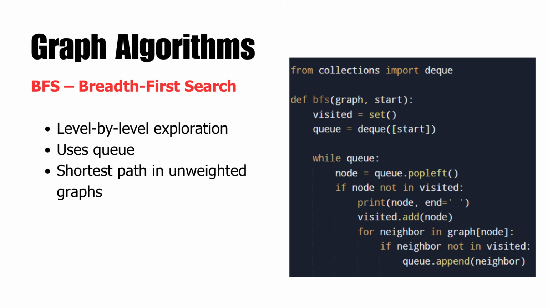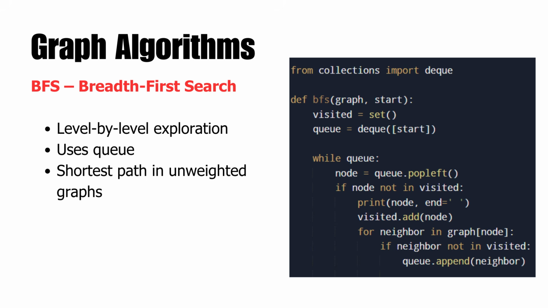Breadth First Search (BFS) is a fundamental graph traversal algorithm that explores nodes level by level. Starting from a source node, it visits all immediate neighbors before moving to nodes further away. This makes it perfect for finding shortest paths in unweighted graphs, as it always explores closer nodes first.